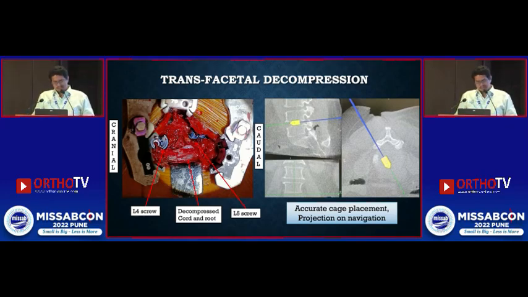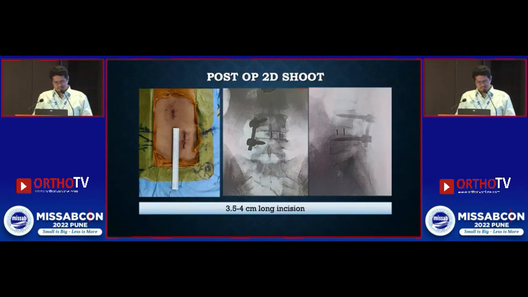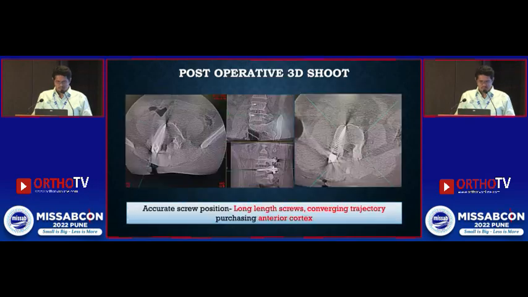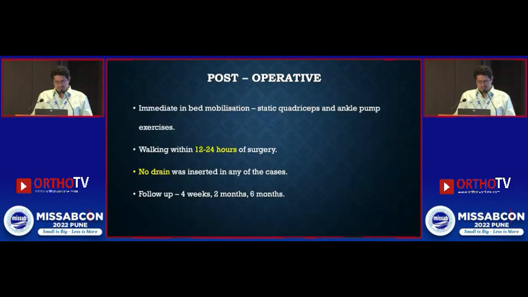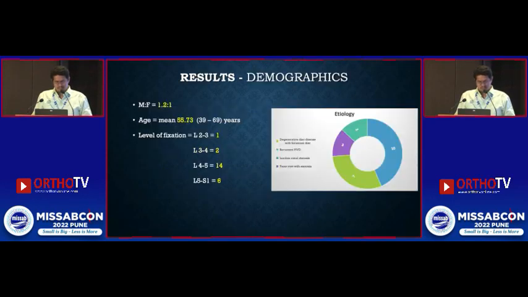On the right hand side, we can see the exact placement of the cage, which is preferred in the anterior two-thirds and exactly in the center, as projected. Post-operative shoots were taken, and the size of the incision was nearly 3.5 to 2 centimeters. Long screw placement was possible, anchoring to the anterior cortex, and adequate convergence could be achieved because of the O-arm. Post-operatively, the patient was asked to walk within 12 to 24 hours. No drain was inserted as there was minimal bleeding.